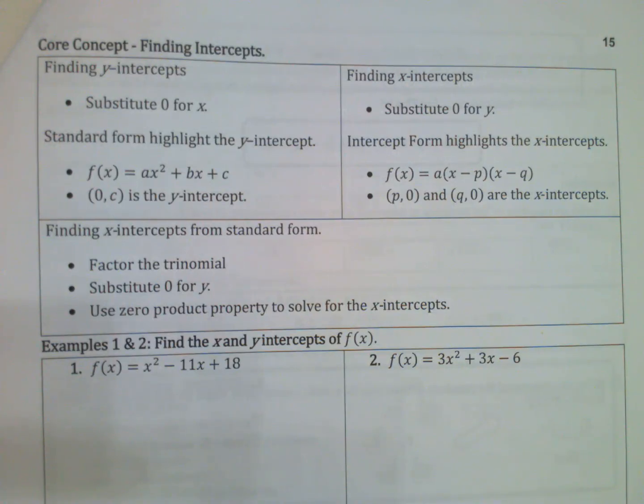Okay, so at this point, you should have already tried the U-tries on page 14 and checked your answers. So now let's look at page 15. This is the last part of today's notes, and it's all about finding x-intercepts and y-intercepts.